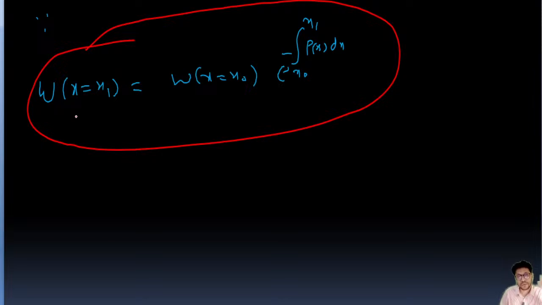If you have to find the Wronskian at x equal to x1, that is going to be the Wronskian at x equal to x naught into e to the power minus integration from x naught to x1 of p dx.